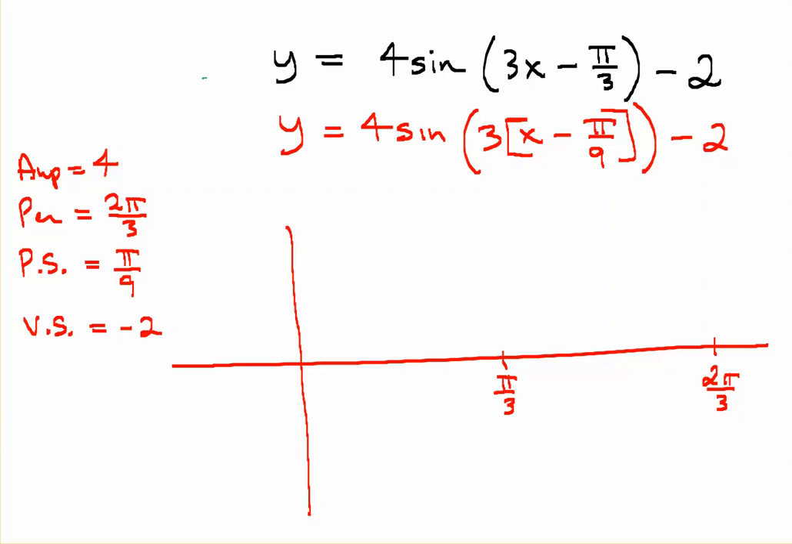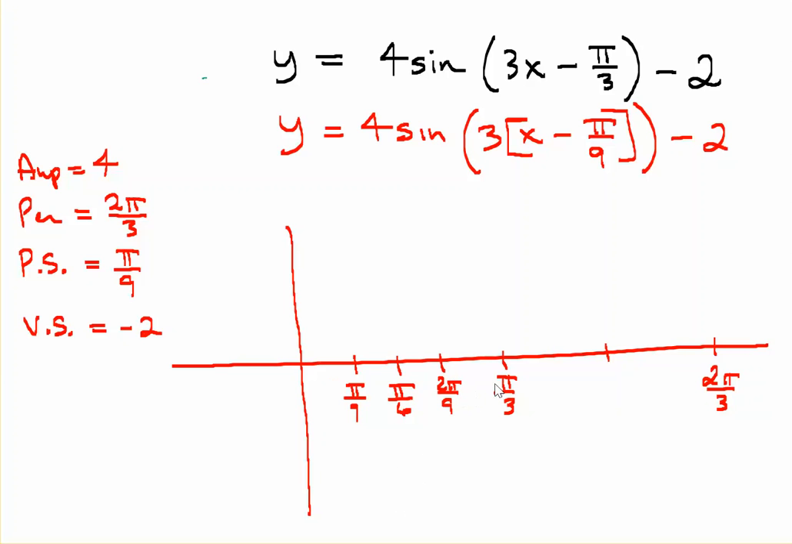And then half of that would be a pi over 6. So we start counting: pi over 6, 2 pi over 6, 3 pi over 6 would be here. But let's go a little bit further in because we need that little pi over 9. Isn't pi over 9 about this big? Smaller than pi over 6. So that would be 2 pi over 9.